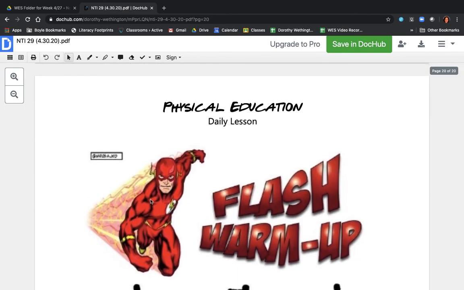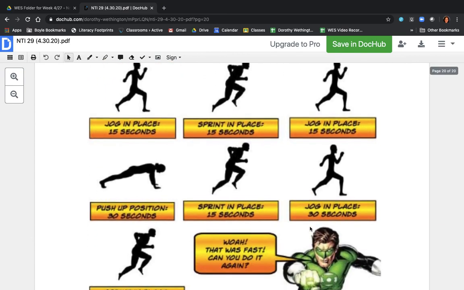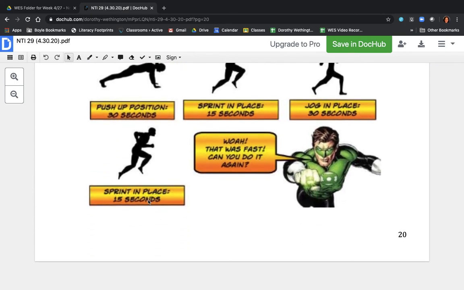Physical Education Daily Lesson Flash Warm-Up. Jog in place 15 seconds. Sprint in place 15 seconds. Jog in place 15 seconds. Push-up position 30 seconds. Sprint in place 15 seconds. Jog in place 30 seconds. Sprint in place 15 seconds. Whoa, that was fast. Can you do it again?